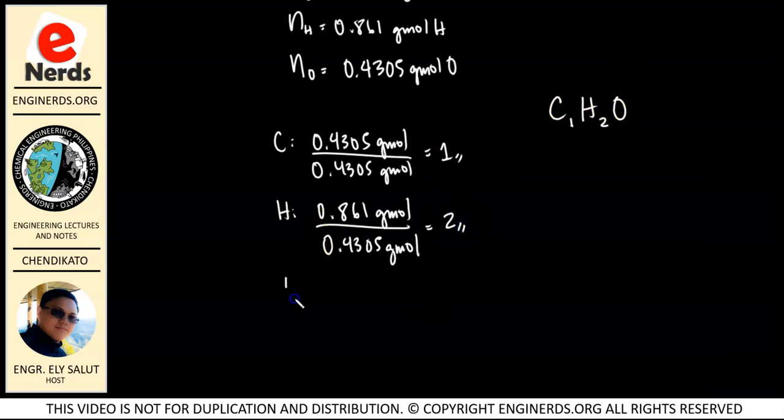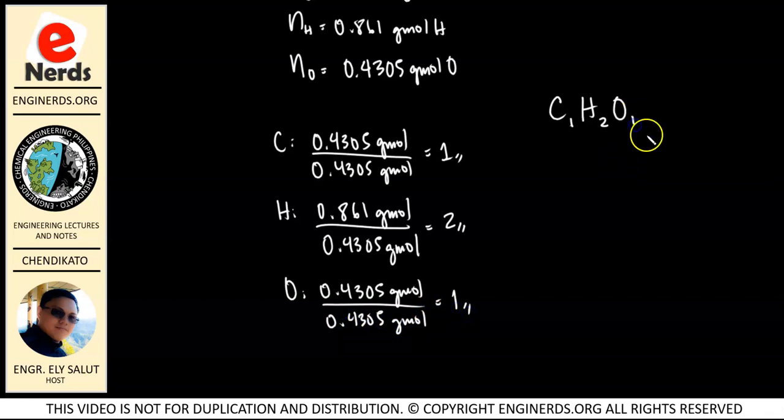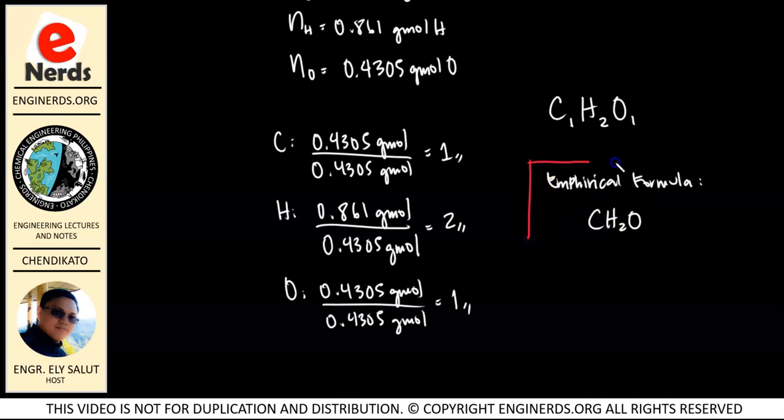Now, kailangan na lang makuha yung oxygen, which is also 0.4305 gram mole divided by 0.4305 gram mole, which is equal to 1. So, therefore, our oxygen is 1. So, our empirical formula is CH2O. Okay, so this is our final answer for this problem.